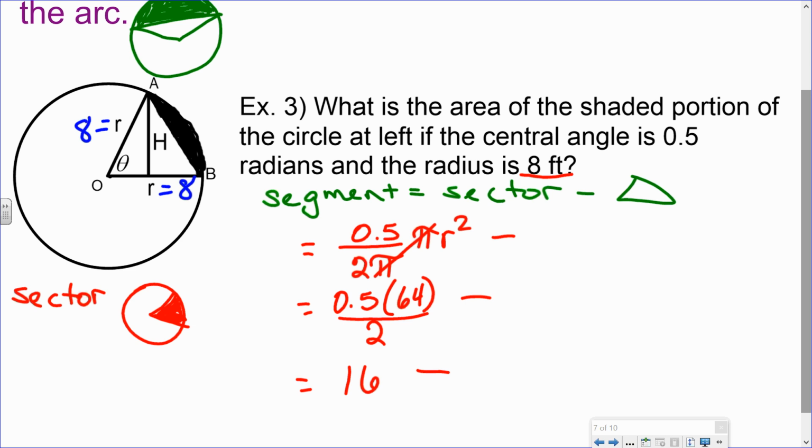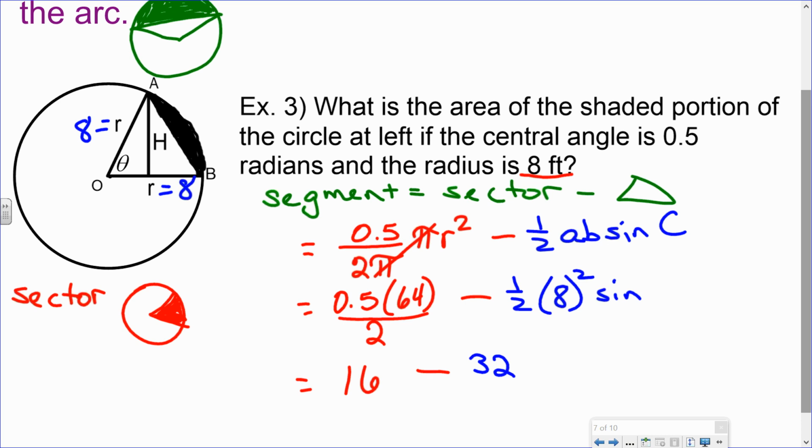So we need to subtract 1/2 AB sine C for our new formula. And our 2 sides are 8 times 8, so we have 8 squared. And so let's see, half of 64 is 32. And then we have the sine of 0.5 radians. What are we going to do about that? Come on, somebody's got an idea.